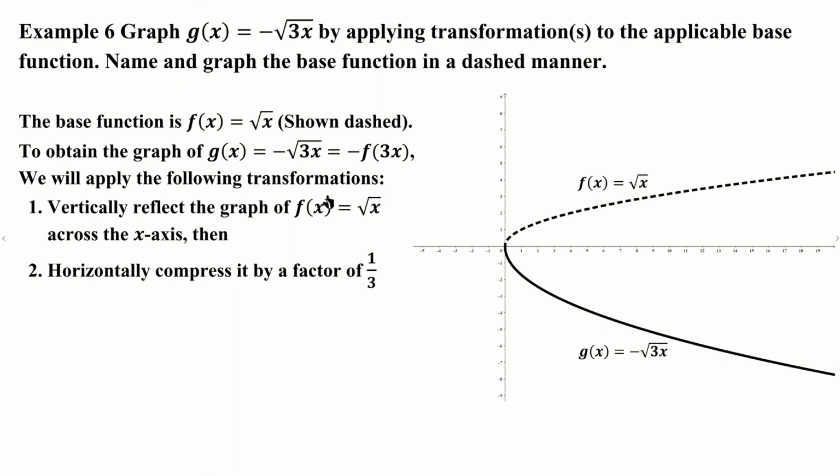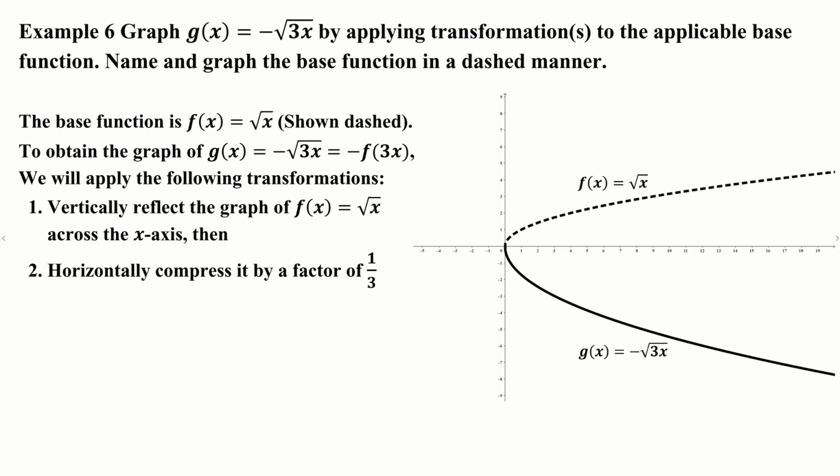And because of this 3, remember, when you have f of 3x, you're going to be actually horizontally compressing it by a factor of 1 over k, remember? So 1/3. Now, sometimes the fact that this is horizontally compressed compared to this is a little hard to see. So let me show you on a graphing site.